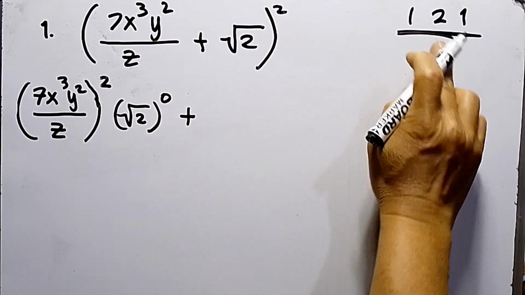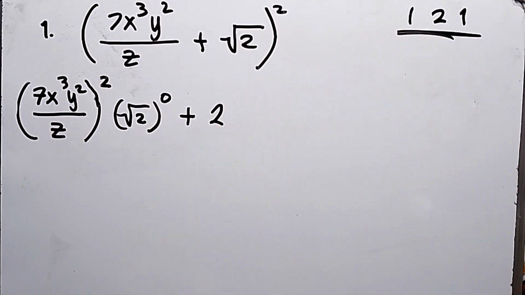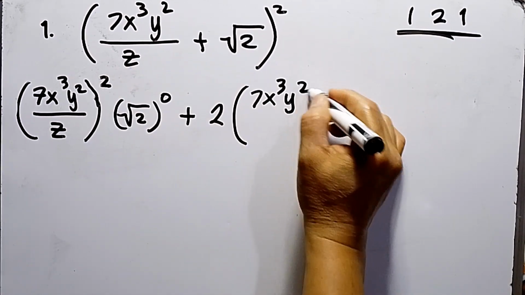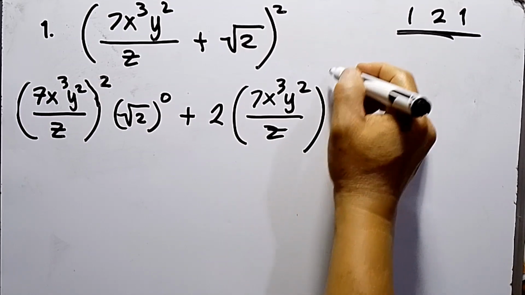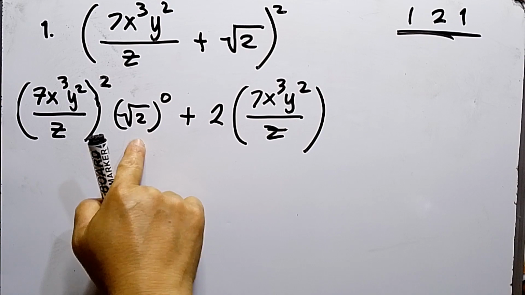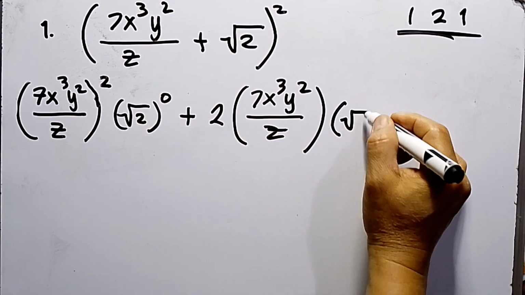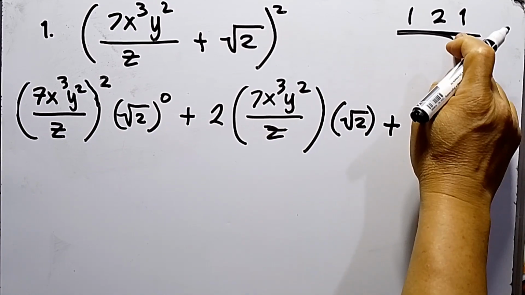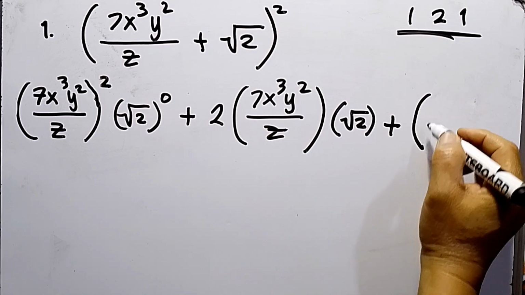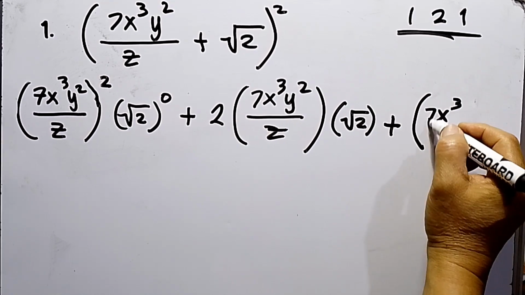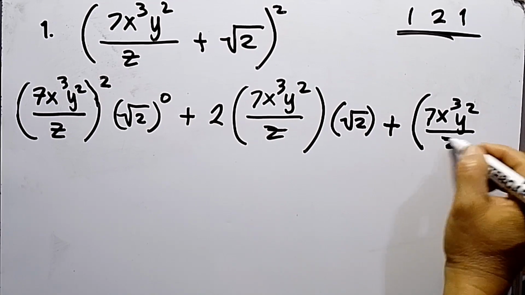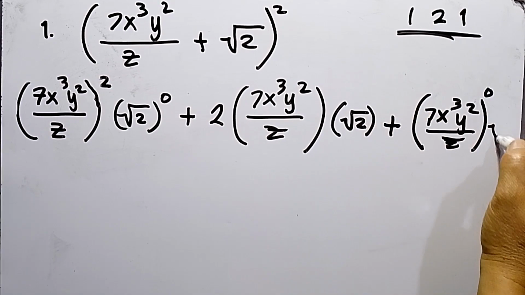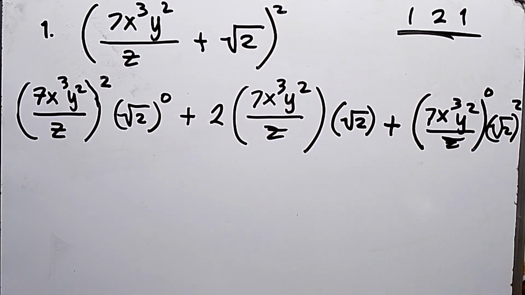So this will be plus. The numerical coefficient is 2. Then the first term will be 7x cubed y squared over z raised to power of 1, and then the second term will be increasing, square root of 2 raised to 1 power. Then plus 1, so there is 1 in here, so this will be 7x cubed y squared over z raised to 0 power, and then this will be increasing, this is 1, next will be raised to power of 2.